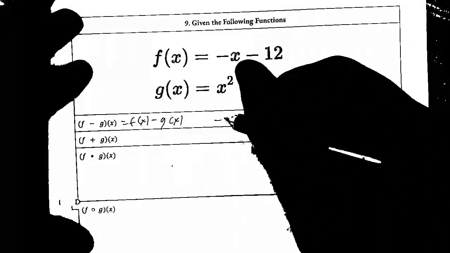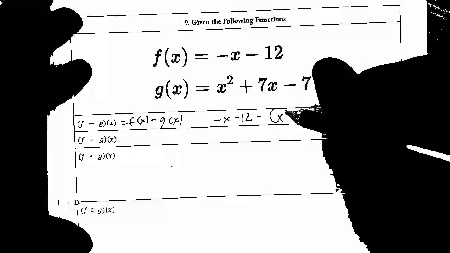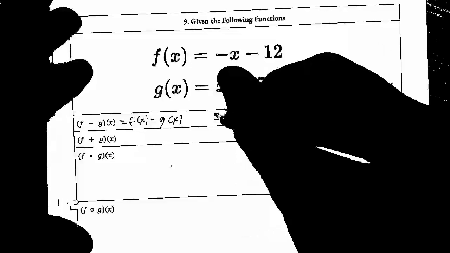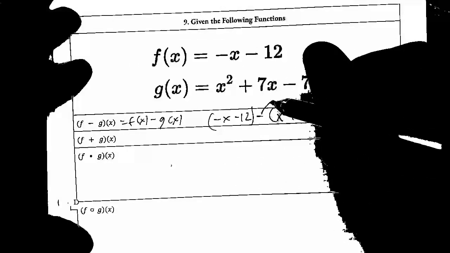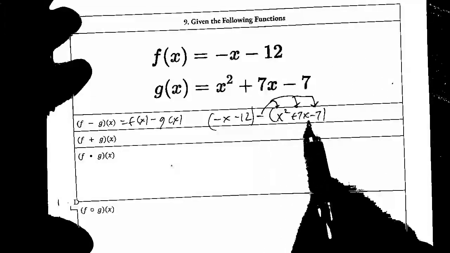So we're just going to do negative x minus 12 minus x squared plus 7x minus 7. I think the mistake that I'm worried about here is that you may not distribute that negative to all these terms. I want you to take note to distribute this negative to all the terms.